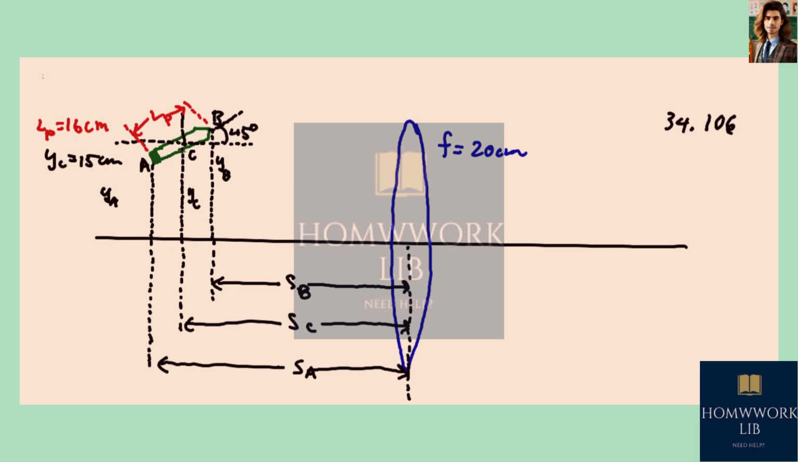Okay, so the pencil is oriented 45 degrees with respect to the optic axis, and this point C, which is the midway point of the pencil, is located 15 centimeters above the optic axis, and I've called that point YC. And there is a lens to the right of the pencil with a focal length of 20 centimeters, and we need to find out what are the images of point A, point B, and point C.